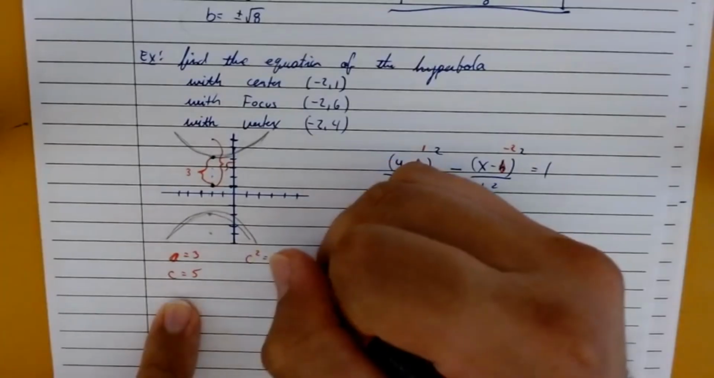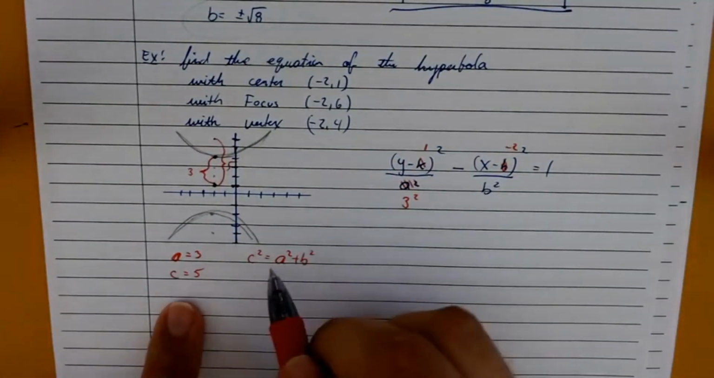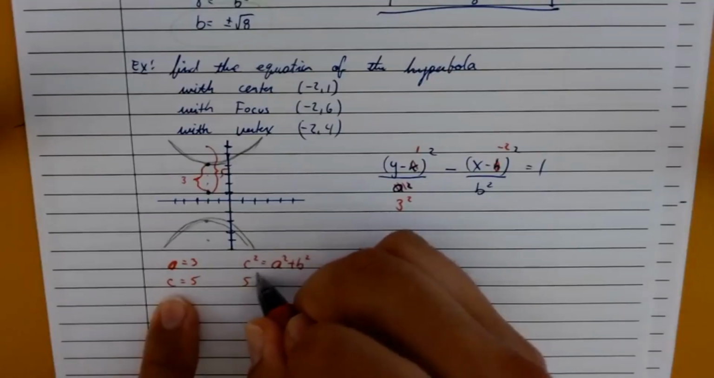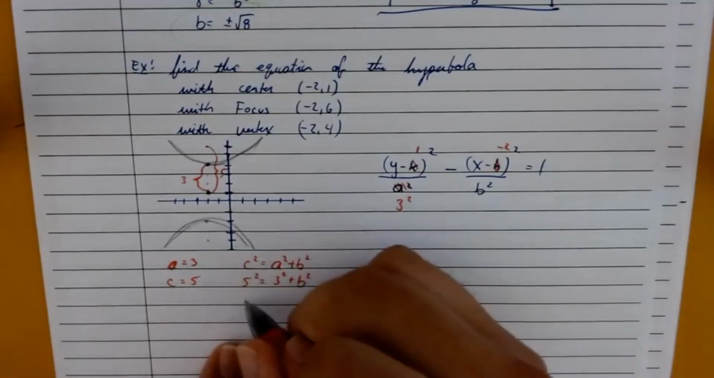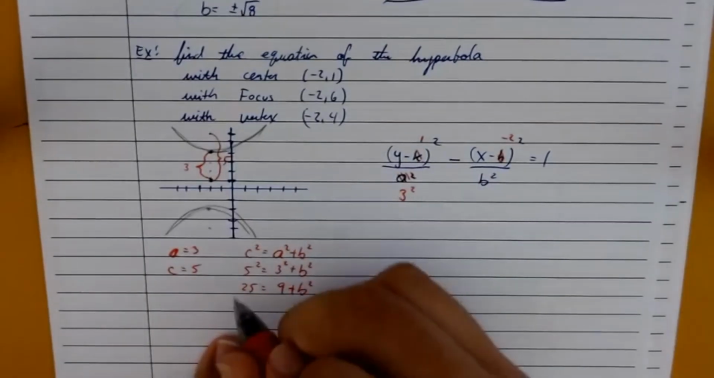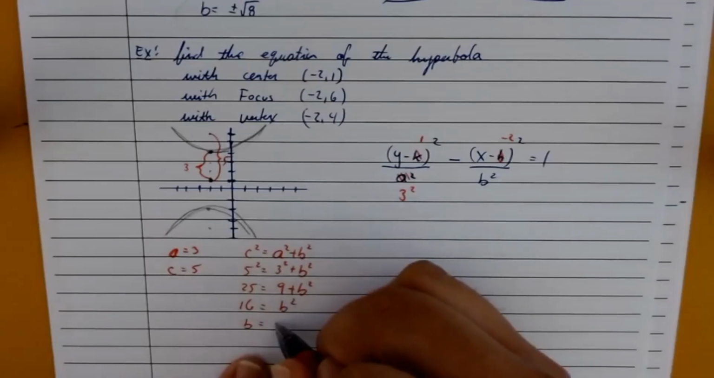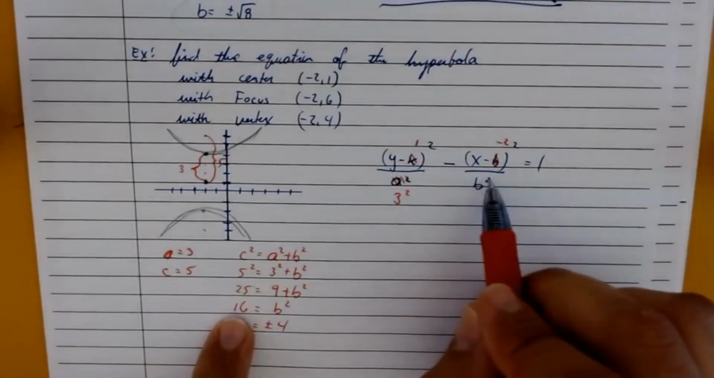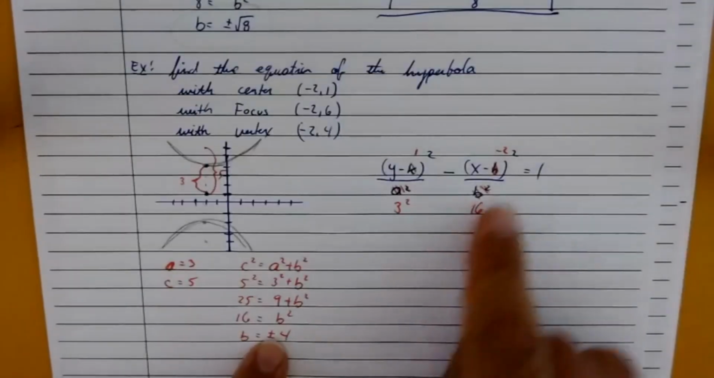We have that c squared is equal to a squared plus b squared for a hyperbola, minus for an ellipse. We can plug those in. 5 squared is equal to 3 squared plus b squared. 5 squared is 25. 3 squared is 9. And here we can subtract the 9 over this way to give us 16 is equal to b squared, which means b would equal plus or minus 4. Well, here, b squared was 16, so we can plug in 16 right there. Or if you prefer, you can put 4 squared. It's the same thing.